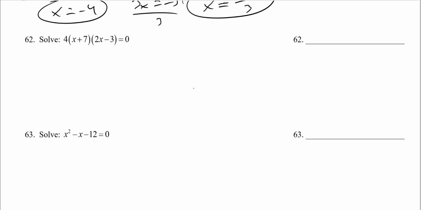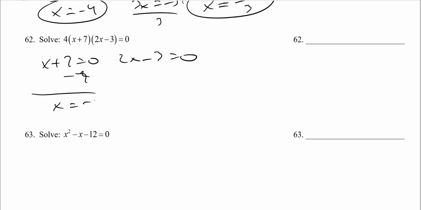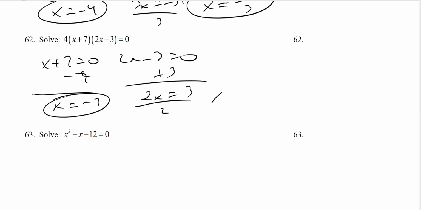Right? Pretty easy. Next one, please don't do anything with the 4. There's no x. If that was 4x, you would have 3 answers, but there's no. It's just a 4. So basically you have x plus 7 equals 0 and 2x minus 3 equals 0. So subtract 7, get x equals negative 7. Add 3, 2x equals 3, divide by 2, x is 3 halves.